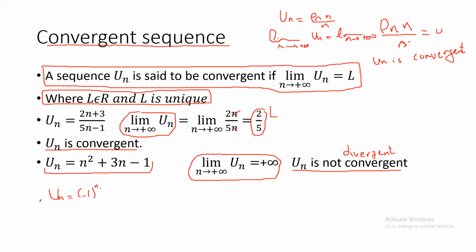What are the terms of this sequence? If we put 0 in place of n, how much does u0 come out? 0. No, minus 1 to the power 0. Any number to the power 0 is 1. So u0 equals 1. u1 equals minus 1. u2 equals 1. u3 equals minus 1. So how much is the limit of Un as n tends to plus infinity?